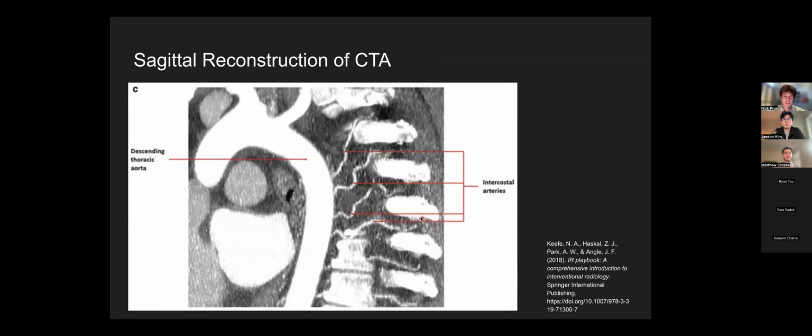And then this is a sagittal reconstruction of a CTA. This is just highlighting how many intercostal arteries there are.